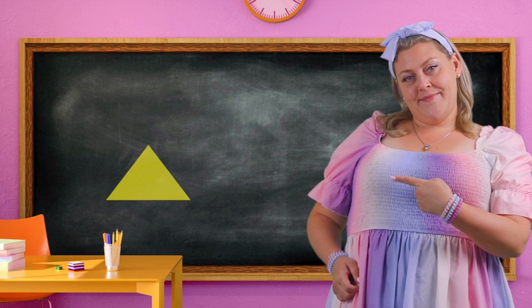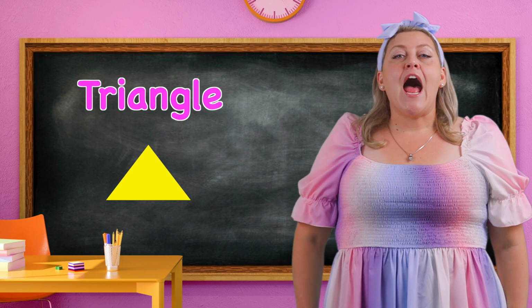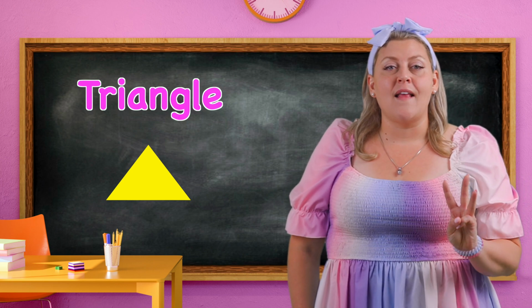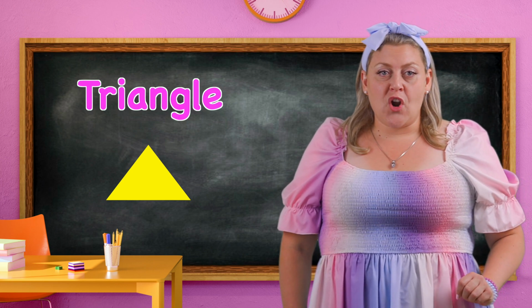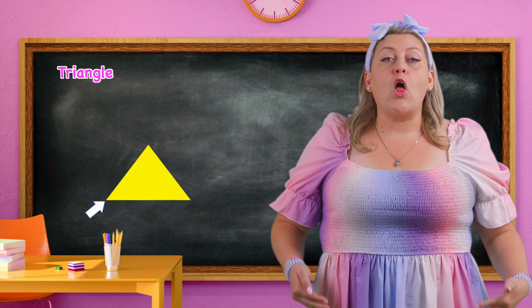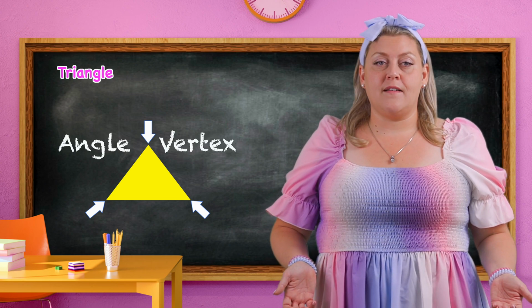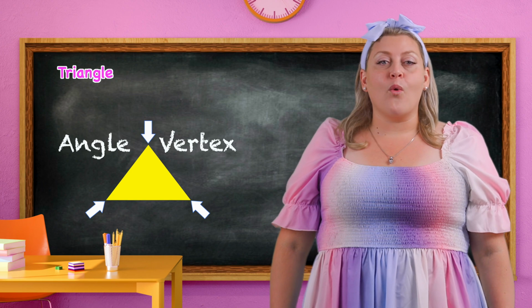Let's take a look at another shape. Do you know what this shape is called? Yes, it's a triangle. A triangle has 3 sides. Each side of the triangle meets at a point in the corner. We call each of these points an angle or vertex, just like on the square or the rectangle.